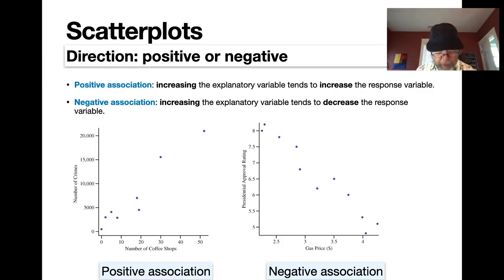The second scatter plot there on the right is an association between the price of gas per gallon and presidential approval ratings on a scale of 0 to 10. And what you can see is something that is fairly understandable. As the price of gas increases, presidential approval tends to decrease. People don't like it when they have to spend a lot of money to fill up their car with gas. It's a pretty strong relationship. It's a linear relationship, and it's also a negative association because as you increase the price of gas, the presidential approval rating tends to go down.